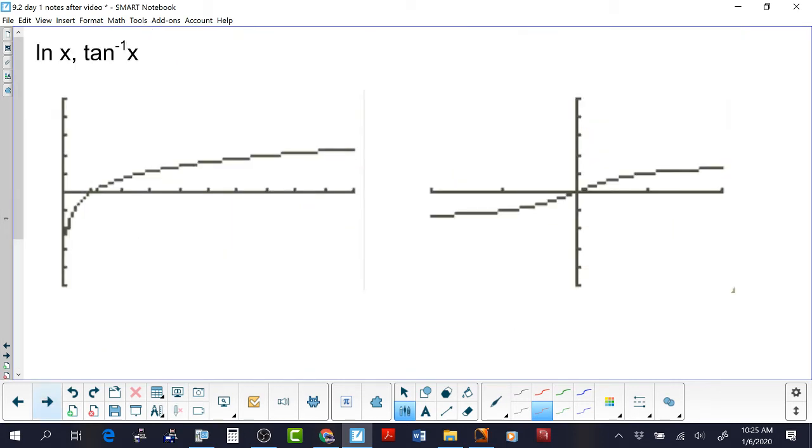This is the natural log of x. So the limit as x approaches infinity of the natural log of x is equal to infinity. This does go up forever, but very, very slowly. And the limit as x approaches 0 from the right of natural log of x is negative infinity. As you approach 0 from the right, we're going down to negative infinity.